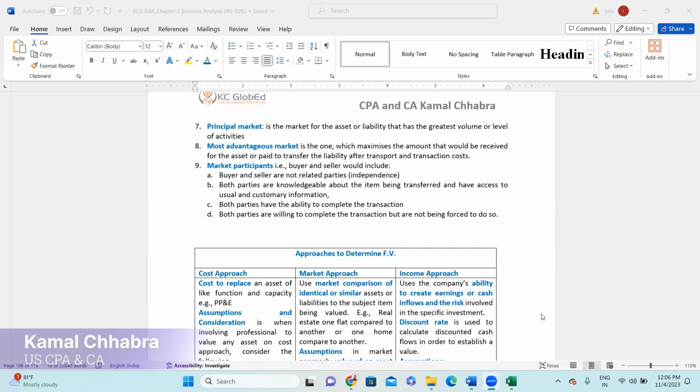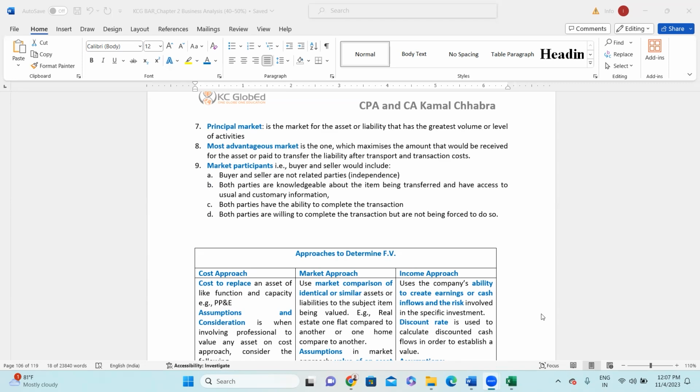Second concept you need to understand is the most advantageous market. Most advantageous market is that market where you maximize the amount that would be received for an asset or paid to transfer the liability after the transportation and transaction cost. For example, let's assume the share of Tesla. The share of Tesla is already listed on NASDAQ and it may be listed on any other stock exchange also. On which stock exchange is it listed at a better price, where you can sell them? That market is called the most advantageous market.